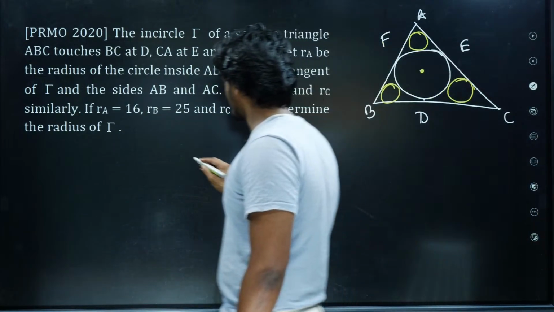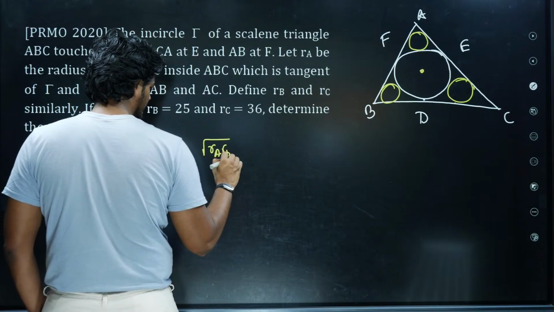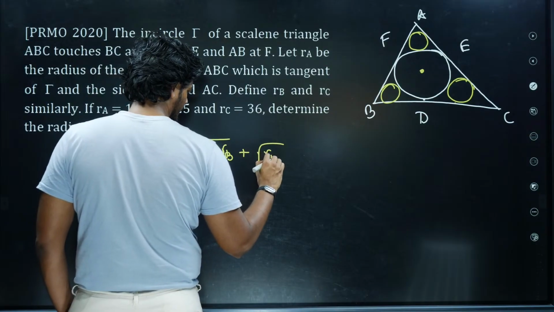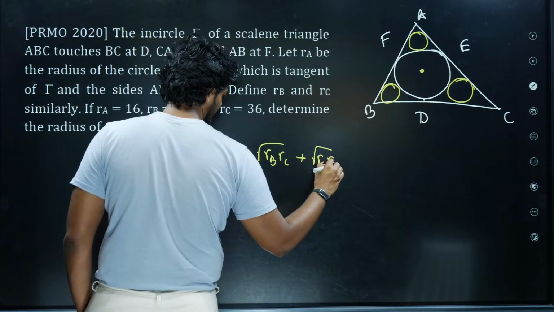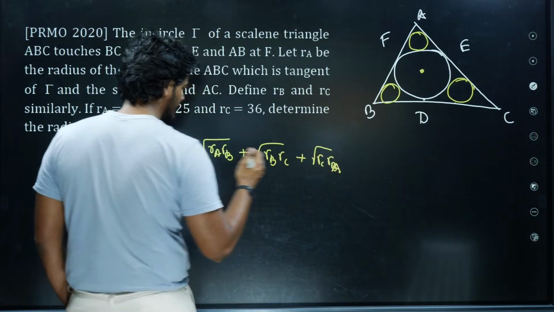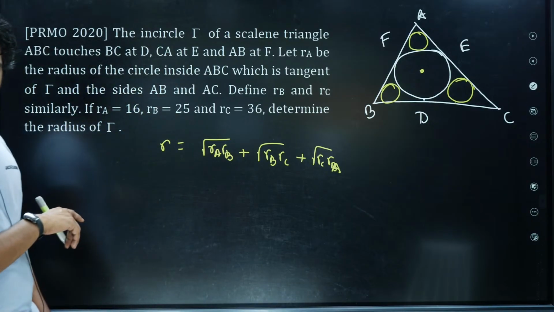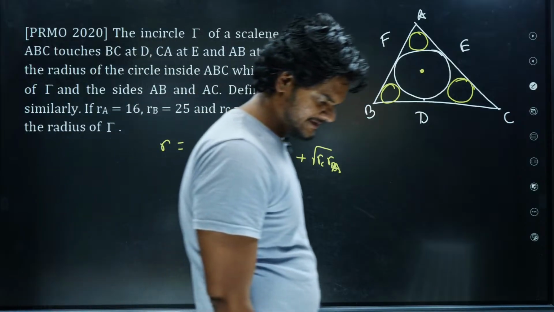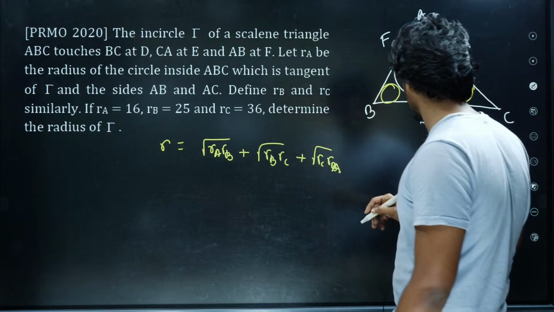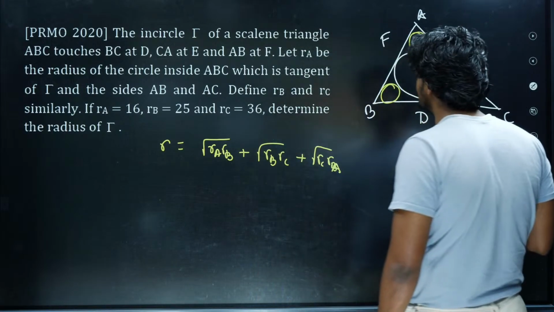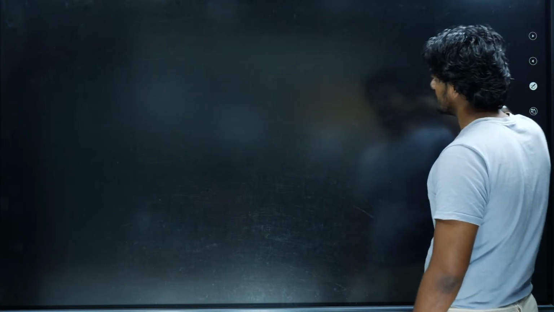I think it is something like R is equal to square root of RA RB plus square root of RB RC plus square root of RC RA. I think this is the theorem. There is a delay, so I think you'll see this after 30 seconds of what I have written. Got it. So we'll prove it. It's very easy.